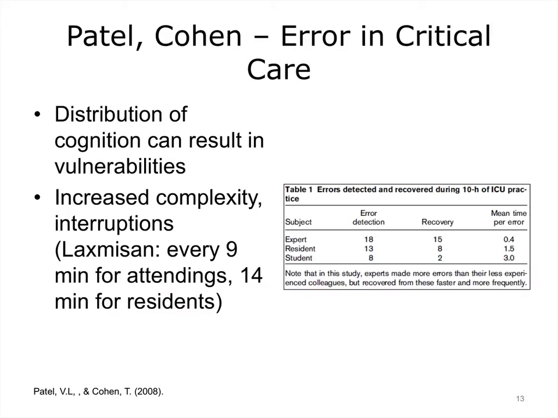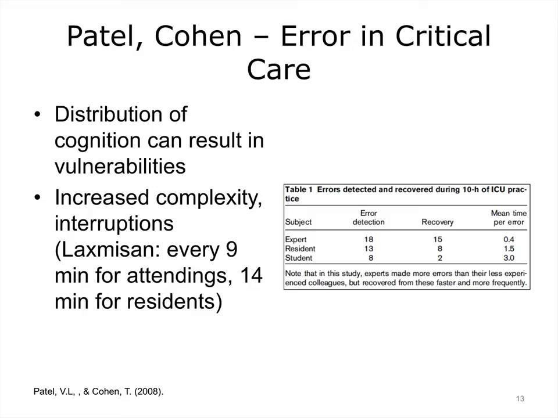Distribution of cognition, which takes place not only in individual humans but across the entire system of tools, information, and people, can result in vulnerabilities that can lead to errors. Critical care is a complex environment in which clinicians are interrupted frequently. Studies by Laxmisan showed that attendings were interrupted every 9 minutes and residents were interrupted every 14 minutes.